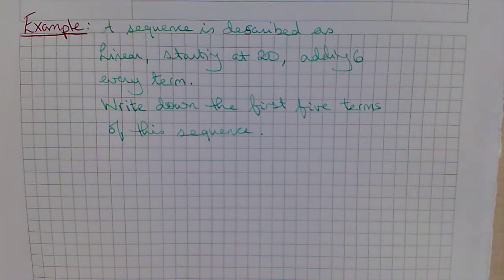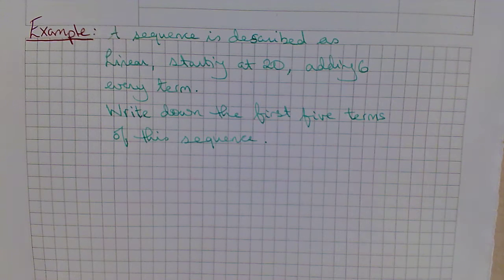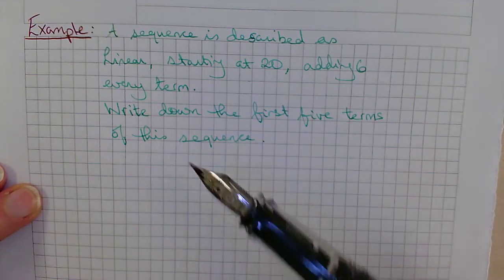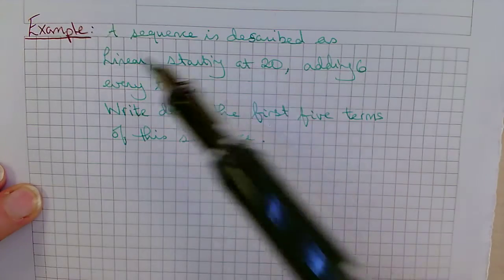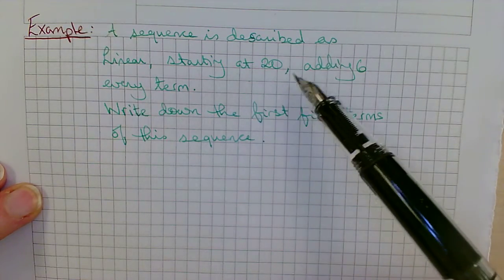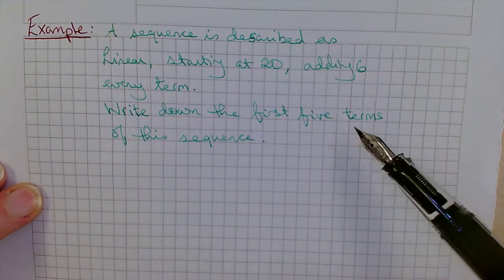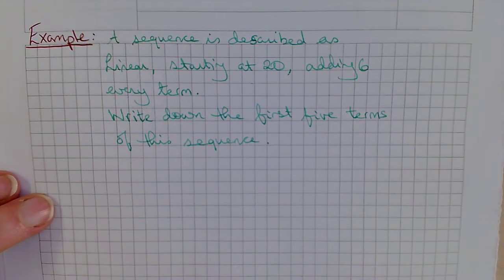Okay, so we're going to move ahead with patterns, and there's another example that I want to give you regarding linear sequences. This one is where we're starting with the description and we're asked to write down the numerical pattern ourselves. A sequence is described as linear, starting at 20, adding 6 every term. Write down the first 5 terms of this sequence. Pause the video to take that down into your notes copies, and then we'll go through the solution.